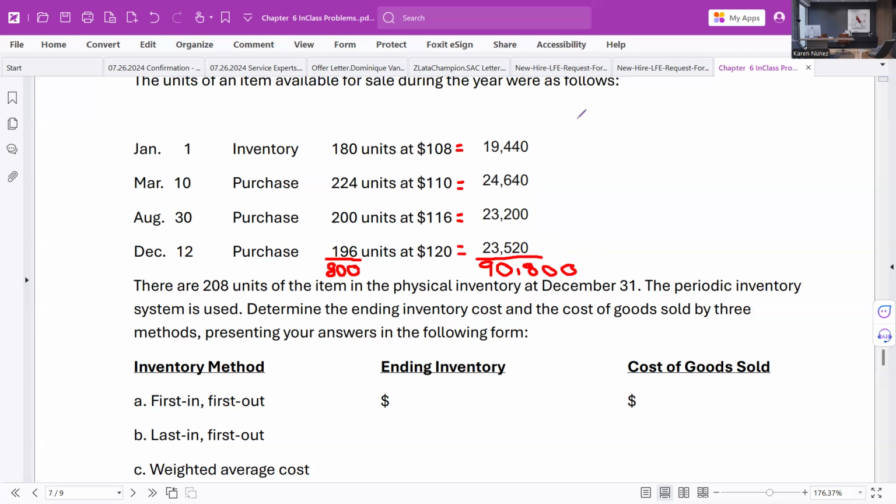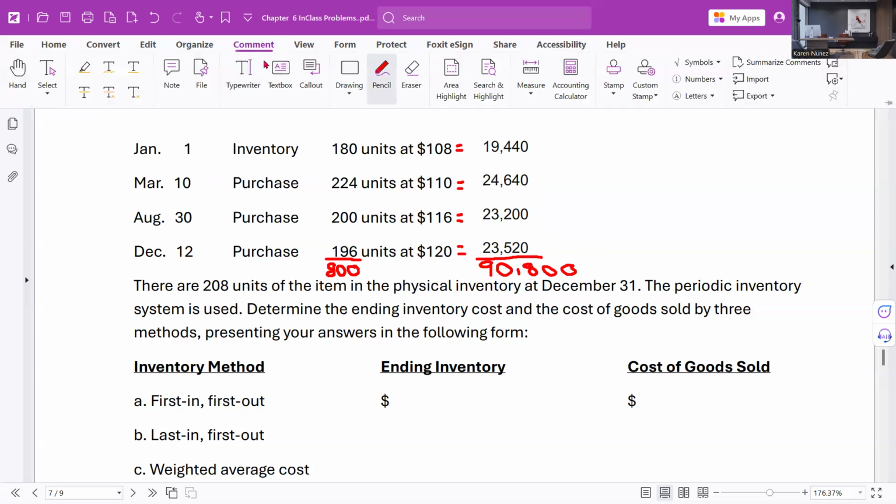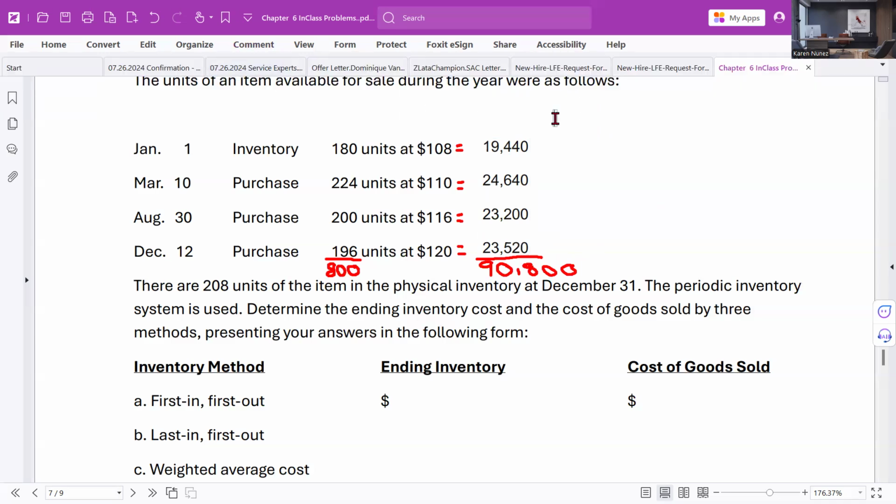Right? So our average cost, let's get back to the typewriter mode. The average cost is just going to equal 90,800 divided by 800, which equals 113.50. That's the average cost.